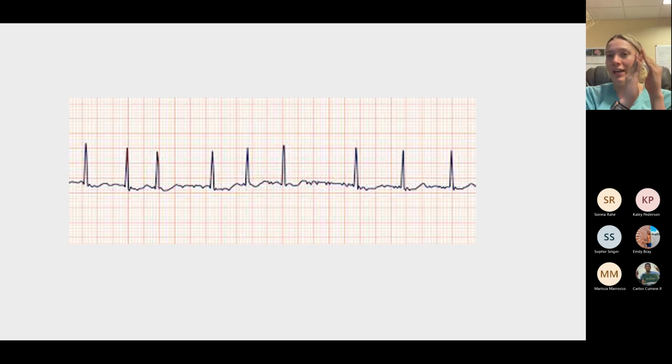So see how we have a medium space in between the 1 and the 2, then tiny, then big, then medium, medium, big. Just see how my R to R interval is just wonky. It's different every time.